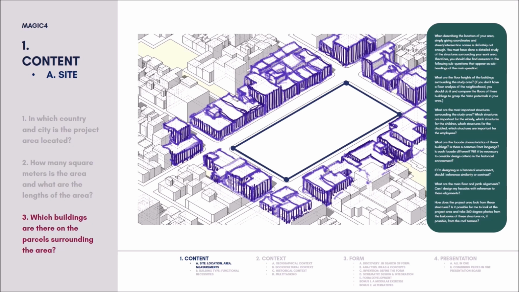What are the main floor and jamb alignments? Can I design my facades with reference to these alignments? How does the project area look from these structures? Is it possible for me to look at the project area and take 360-degree photos from the balconies of these structures or, if possible, from the roof terrace?